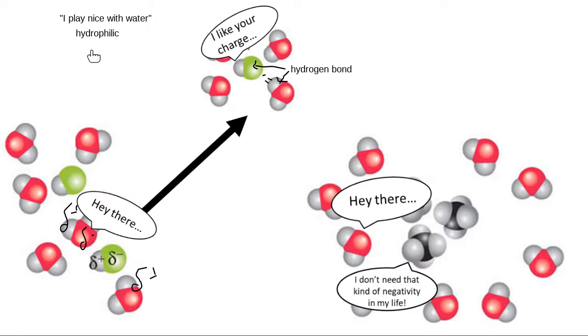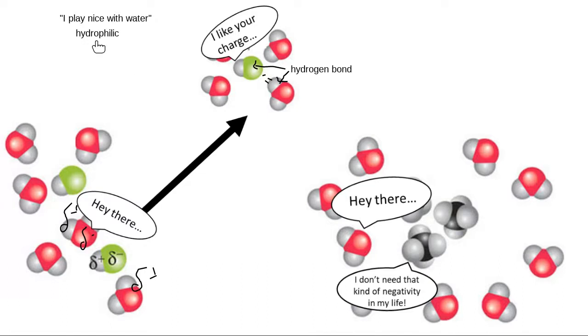Let me say that again. If you play nice with water, you've got a positive dipole and a negative dipole. You are polar. Things that play nice with water are polar. The reason you play nice with water is because you can form a hydrogen bond with molecules of water. So one of the things that we said we wanted to review was what did and didn't play nice with water.